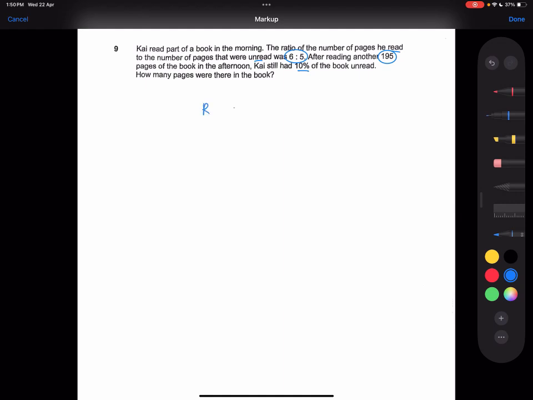Now, read to unread is 6 units is to 5 units, total 11 units. Alright, after reading another 195 pages of the book in the afternoon, so he read 195. So unread is reduced by 195. Okay, he still had 10% of the book unread.